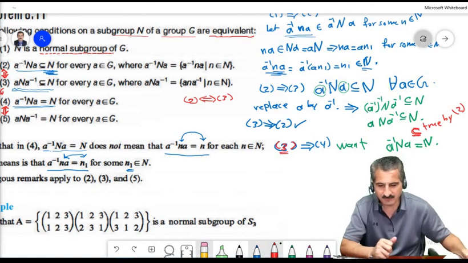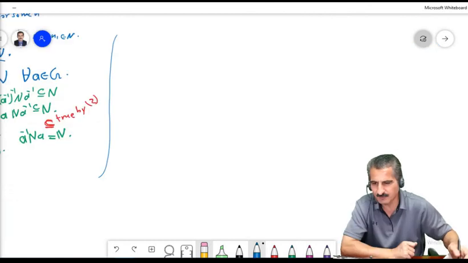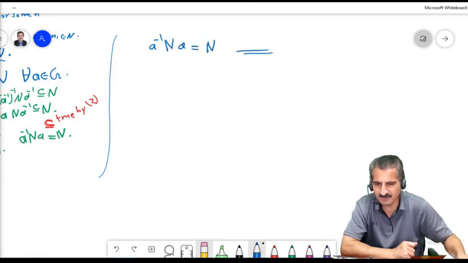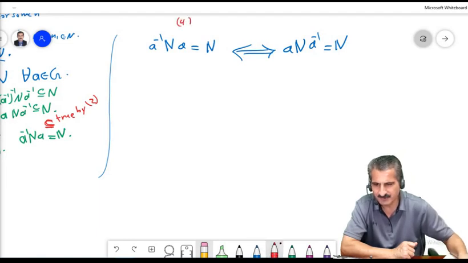So we want the other containment. So now we want the other direction. We want to show that n is contained in A inverse n A, and that is for every element A belongs to G. To show simply A inverse n A equals n if and only if A n A inverse equals n. So this was part 4 and this was part 5.